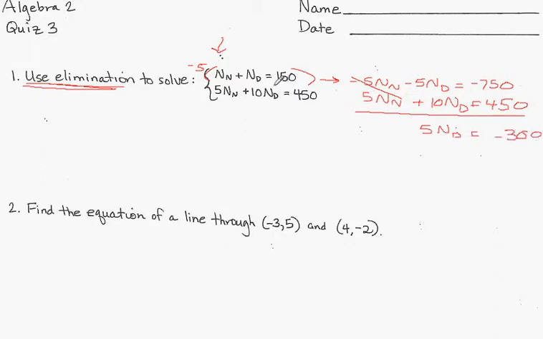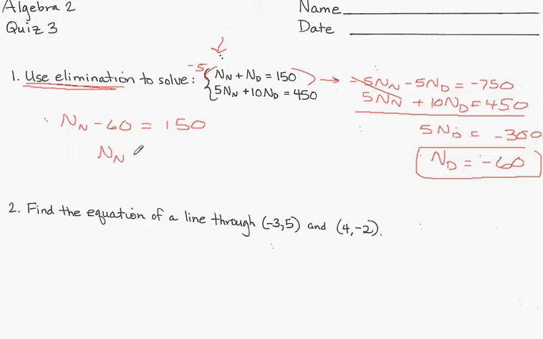I might have copied this problem wrong because we usually don't have negative number of coins. So we get number of dimes equals negative 60, which is kind of weird. Then we have to go back and get the number of nickels. So we'd say the number of nickels minus 60 dimes equals 150. Add 60 to both sides. Number of nickels equals 210.